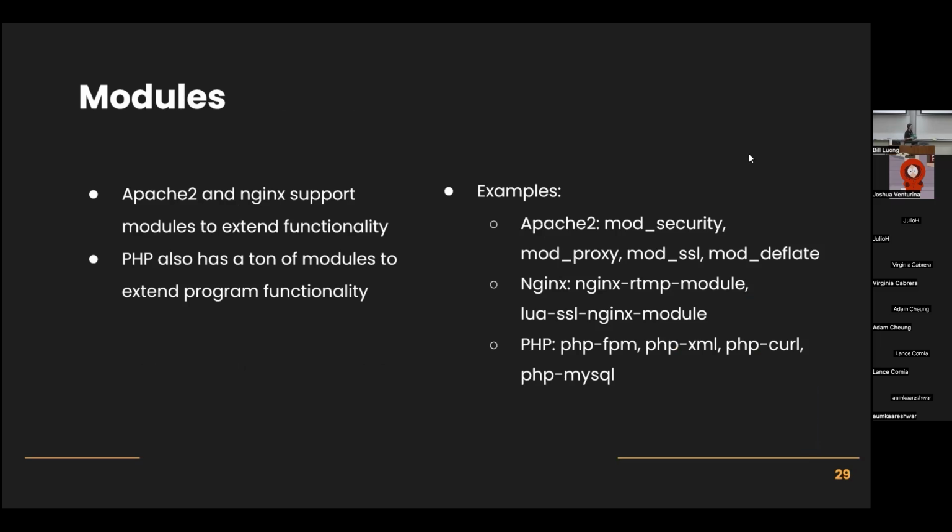Modules. As I said before, Apache 2 and Nginx are extensible. This means that you can add additional functionality using modules. Apache 2 does tend to have more modules available for it than Nginx, which is one reason why people still use Apache these days. But both of them are still extensible. And PHP also has a whole bunch of extra modules to help extend program functionality.